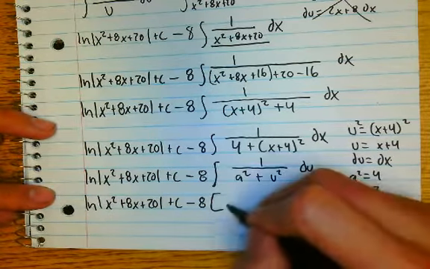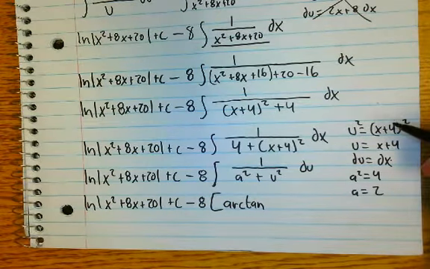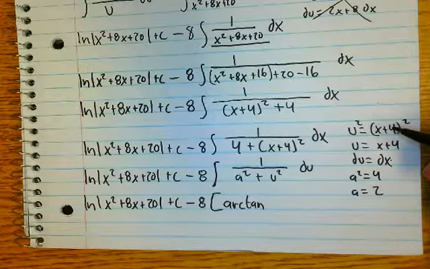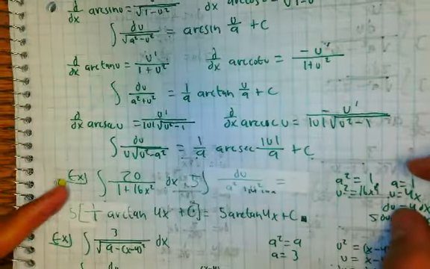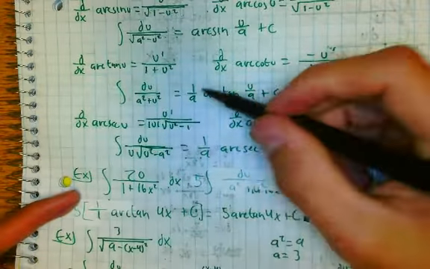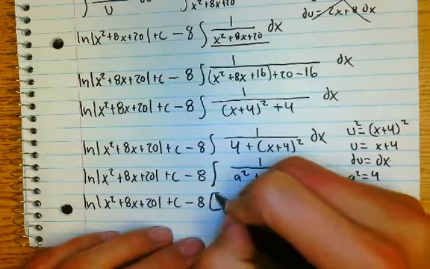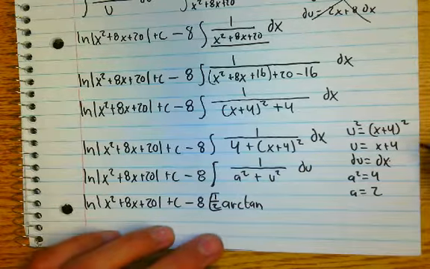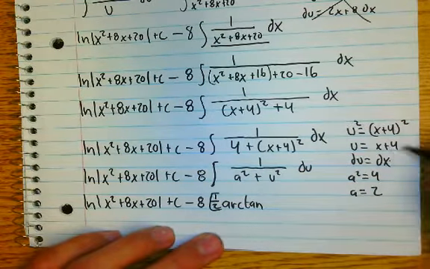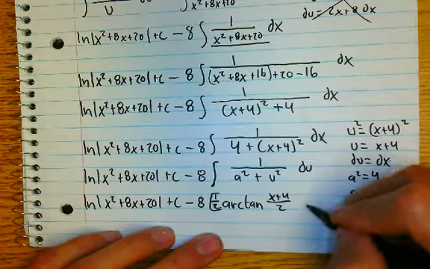Remember that the rule says, let me go back to the rule so you can see it. It's not just arctangent, so I made a mistake there. It's 1 over a, times arctangent of u over a plus c. So I forgot the 1 over a, so I need a 1 over 2, since our a value is 2. Arctangent of u, in our case, is x plus 4 over a, which is 2, plus c. And you're pretty much done. You just got to clean this up a little bit.